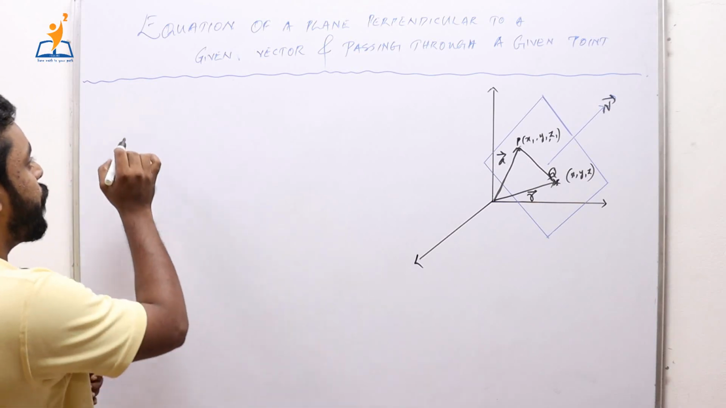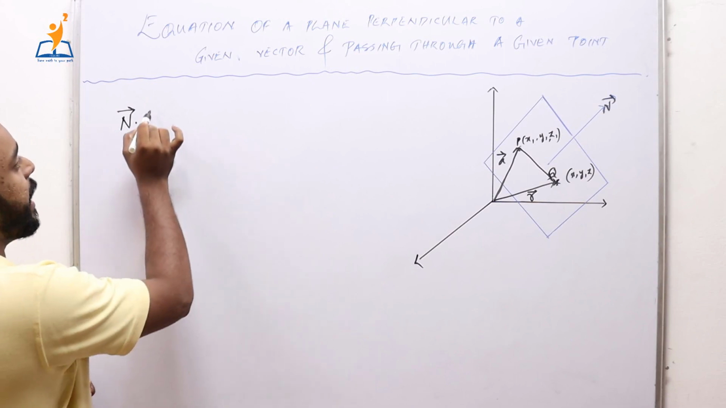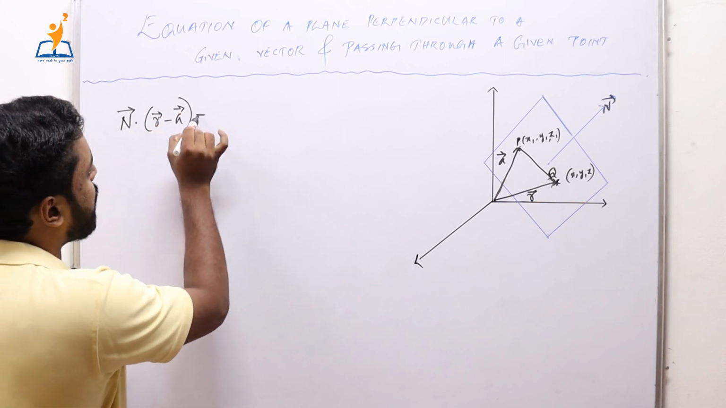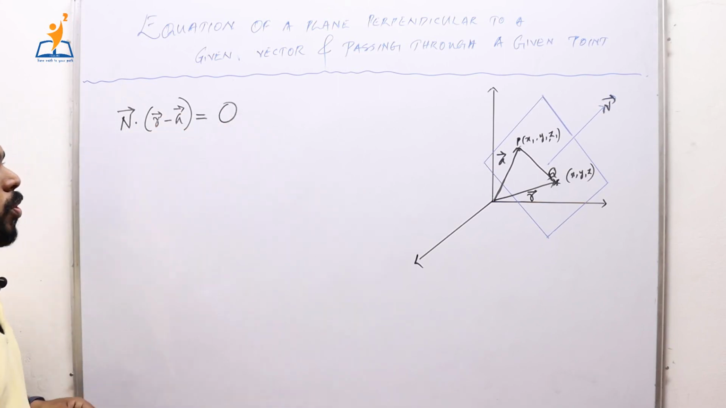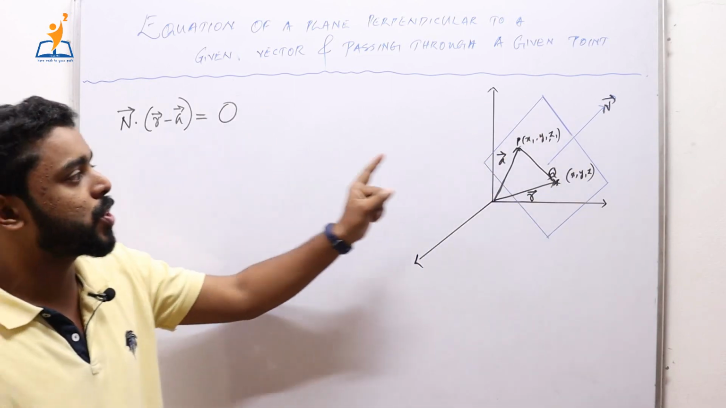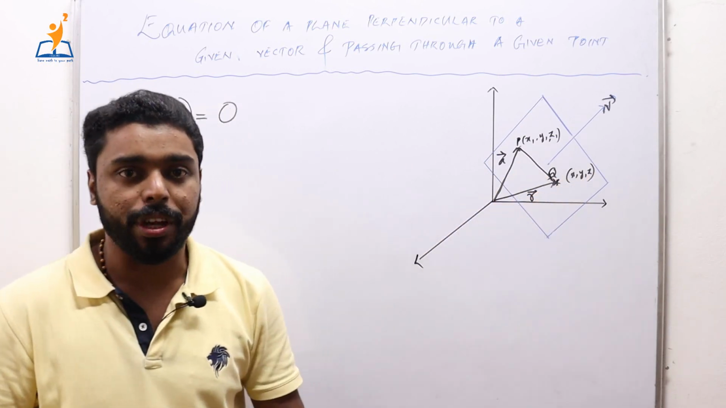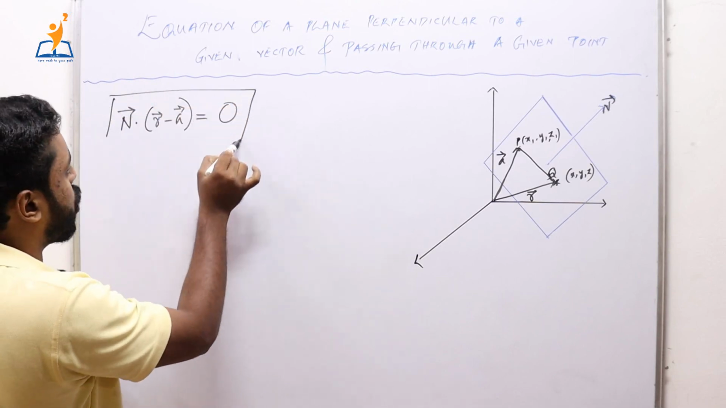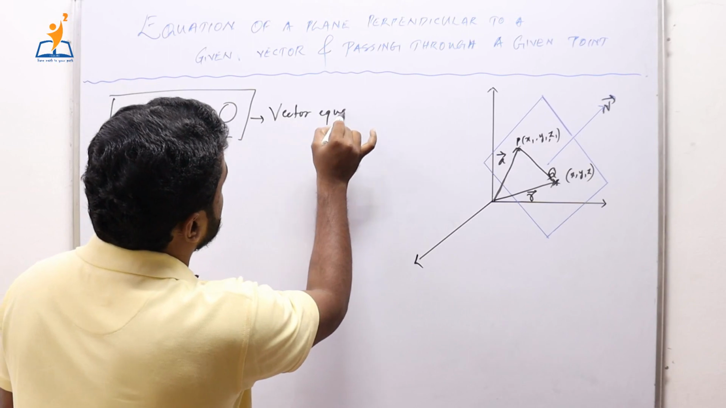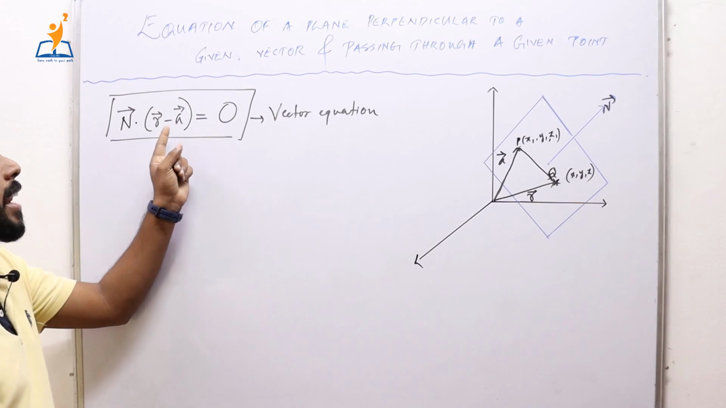Therefore, we have the vector equation of a plane which is perpendicular to the vector n and passes through a fixed point P is nothing but n dot (r minus a) is equal to 0, where n is the vector which is perpendicular to the plane, a is the position vector of the given point, r is the position vector of the arbitrary point. This is the vector equation of this plane. Vector equation of what? A plane which is perpendicular to a vector and passes through a fixed point.